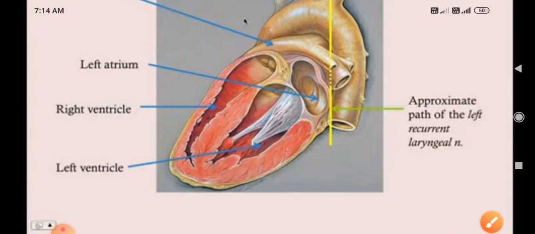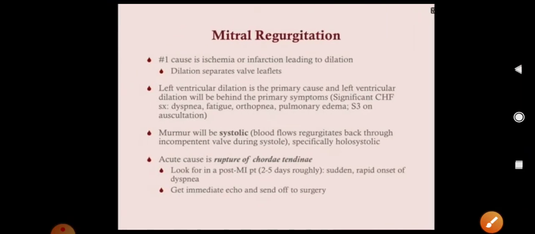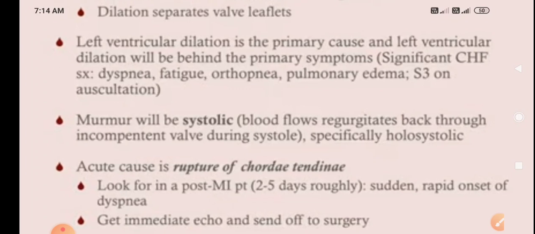I hope it's clear. Now let's move on to the next topic, mitral regurgitation.